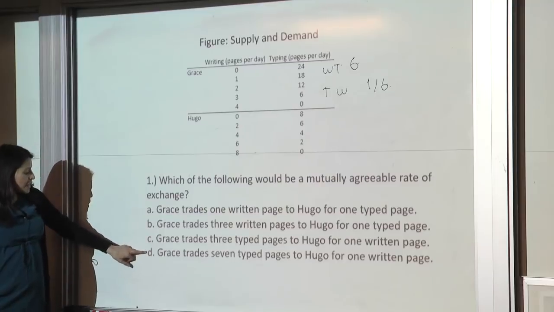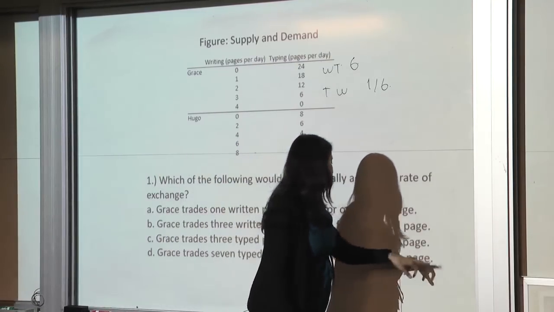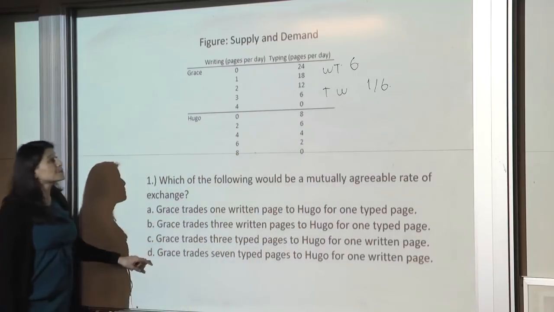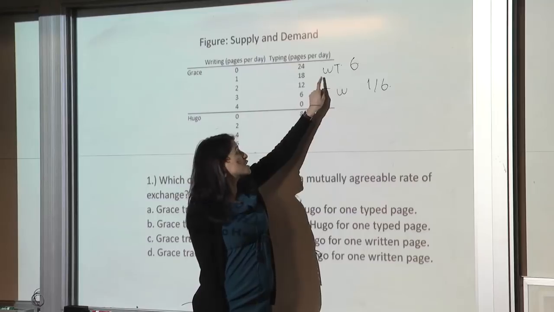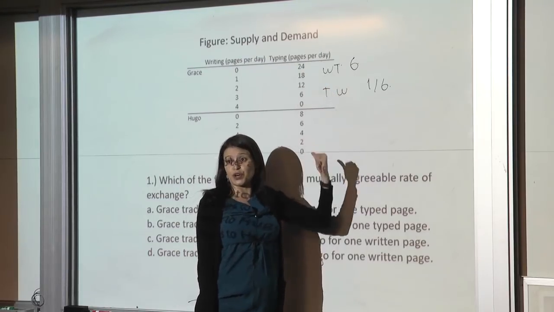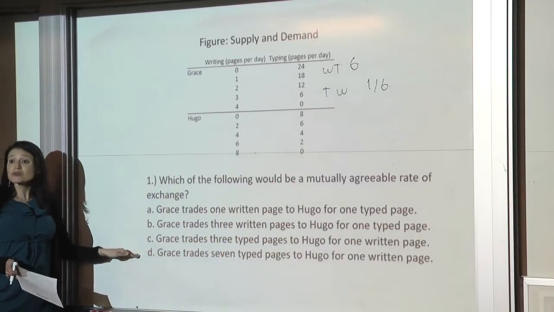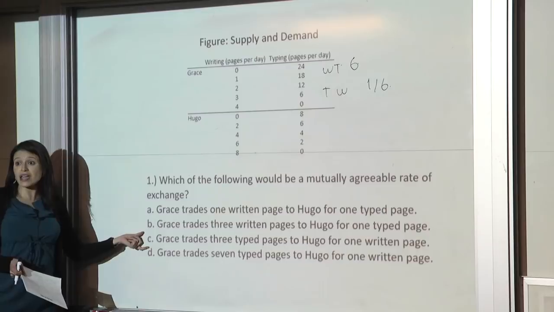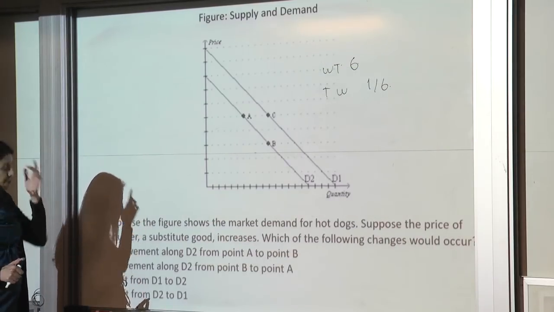And then Grace trades 7 type pages to Hugo for 1 written page. That is more expensive than if she produces it, right? Because here the cost of 1 written page is only 6 type pages for her. So the best thing that they could do among all these options is C, okay? Good. Is that clear for everyone? Okay.